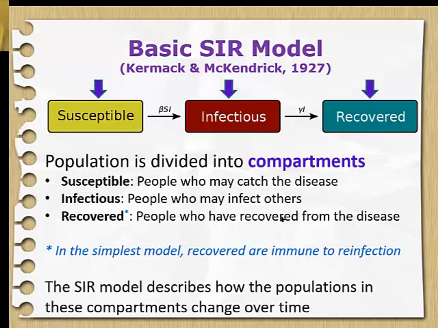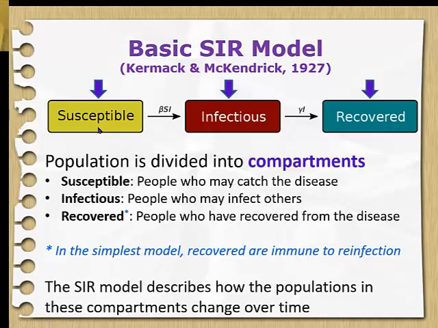So suppose I have a population of 1,000 people, and I have 10 who are infectious, and I have 5 who've already recovered from the disease. So I would have 10 infectious, 5 recovered, and all the rest, which would be 985, would be susceptible.